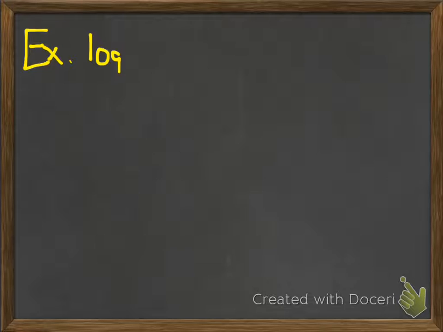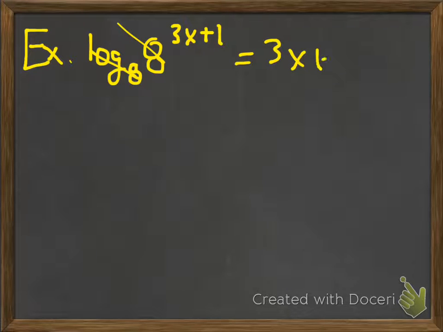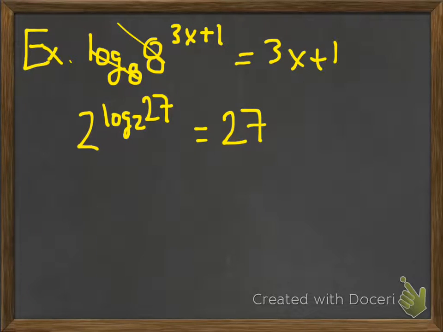Some more examples of that. Log base 8 of 8 raised to the 3x plus 1 power. The log base 8 and the 8 would cancel each other out, leaving you just 3x plus 1. Or 2 raised to log base 2 of 27. The 2 and the log base 2 would cancel each other out, leaving you just 27.